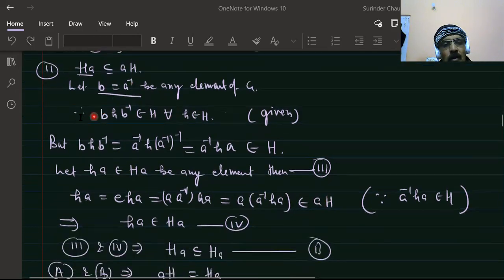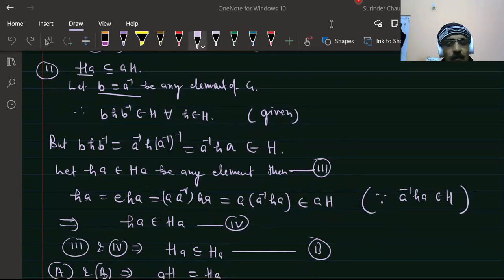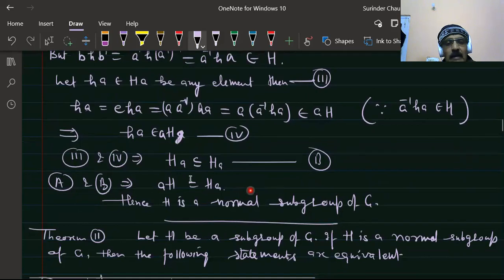So we have taken that HA belongs to HA and shown that HA belongs to AH. HA belongs to AH. This belongs to AH. So the third and fourth imply H is equal to this. So now A and B imply that H is equal to H. H is a normal subgroup.